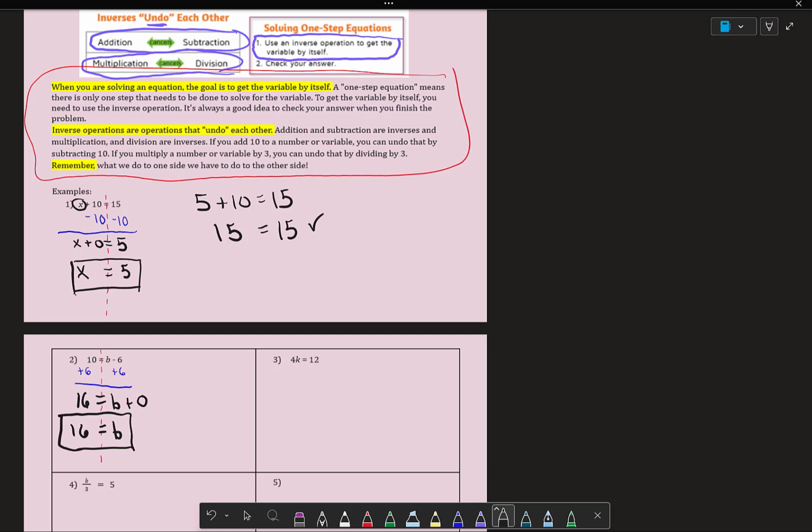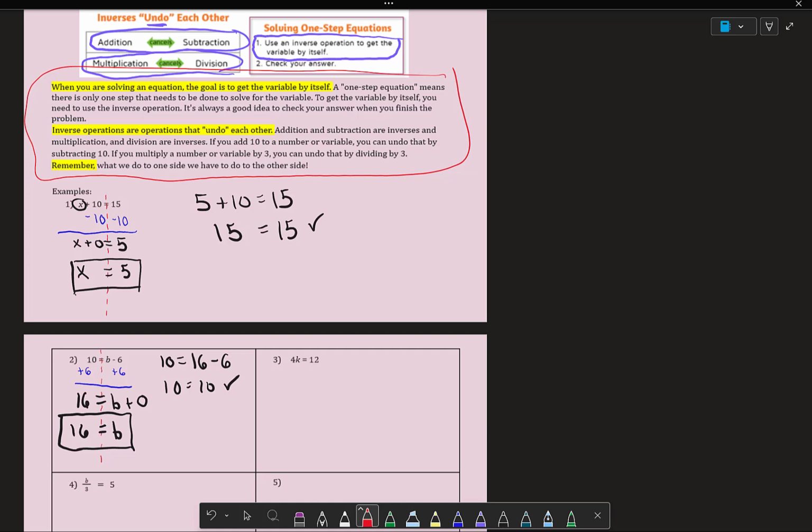Let's double check it. 10 equals b minus 6, but we want to take our solution, 16, and substitute it for b. 16 minus 6 is 10. 10 does equal 10, so that solution checks out.